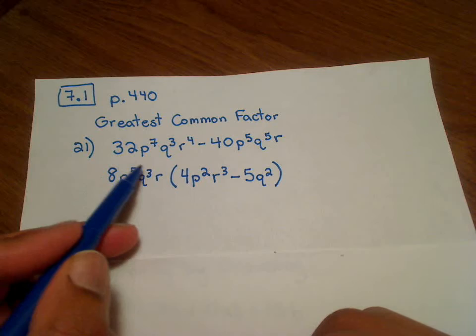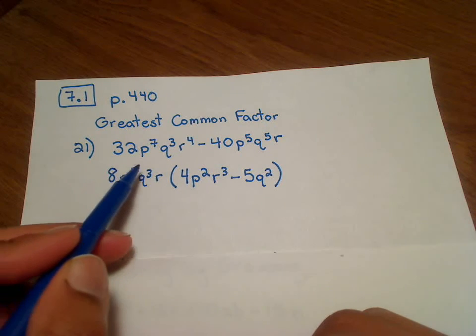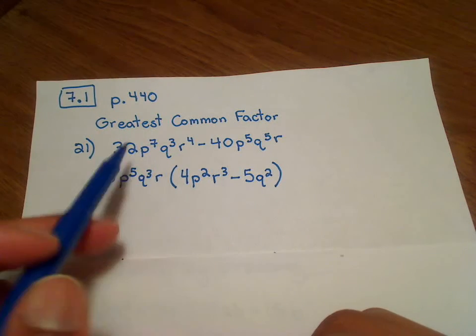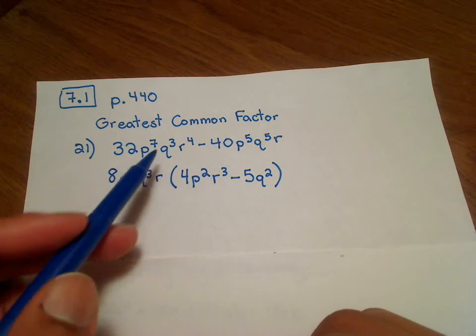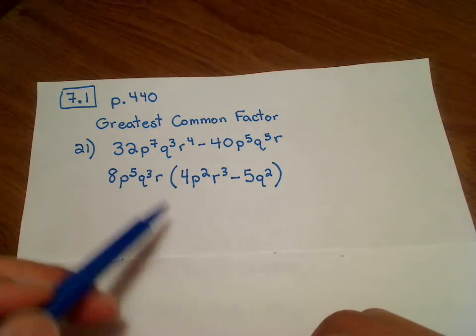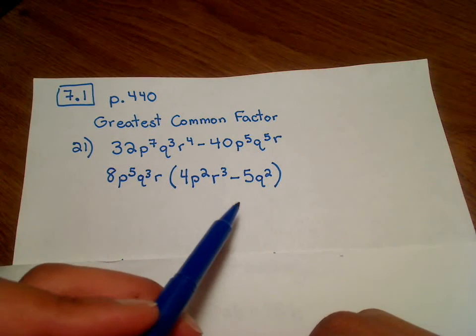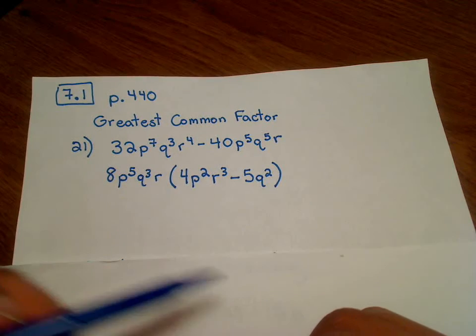So when you're doing this, this is the part where you look for the most that you can take from both terms, or 3 terms, or 4 terms, however many you're given. And then you do the same thing with the variables, and then here's what's left. So that's factoring using the greatest common factor.